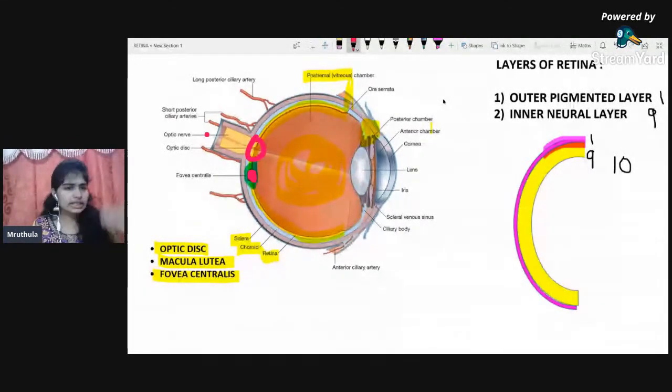What is the distance between this fovea centralis and the optic disc? It is better if we have a gross idea about that. It's about 3 to 4 millimeters between the fovea centralis and the optic disc.